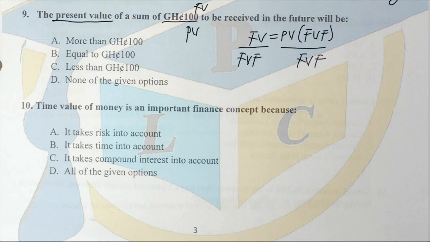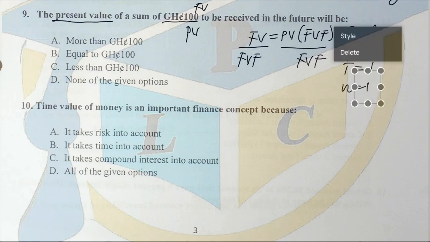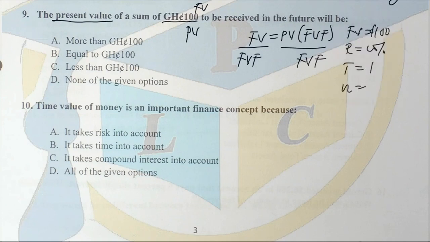So you can even give a trial. You can pick these values. The future value is 100 Ghana cedis. Let the rate be, let's say, 10%, and let the time be, let's say, 1 year. Is that okay? And it's compounded annually, so n is equal to 1. You can try with this information. You see that the present value is going to be lesser than the future value in that case. So here it is going to be less than 100 Ghana cedis. So let's take note of that.